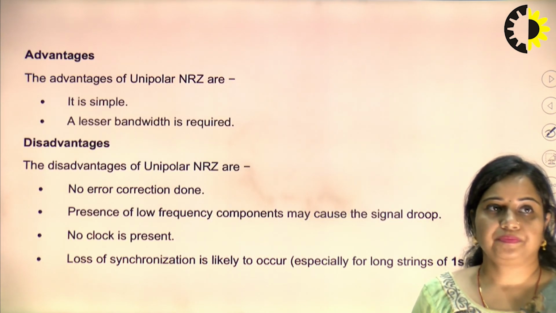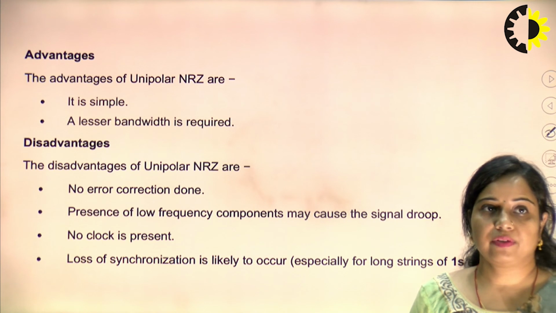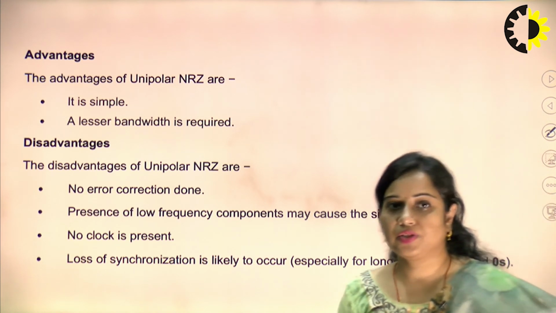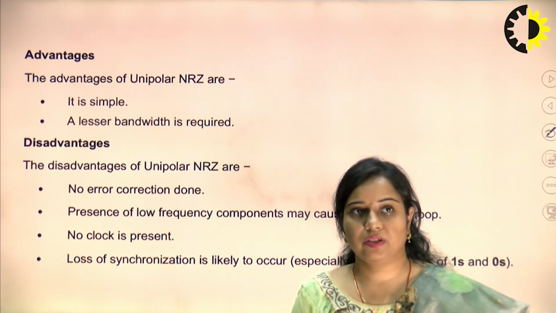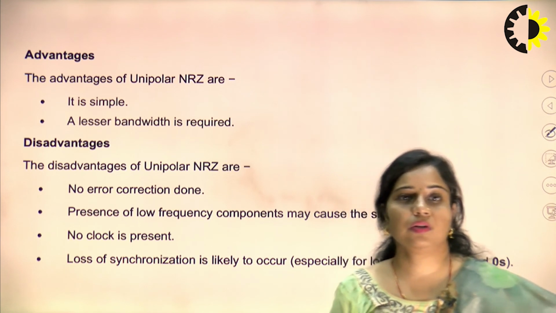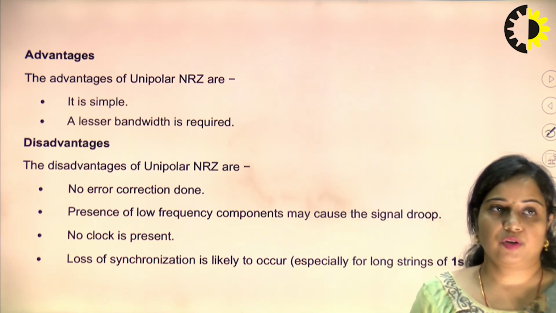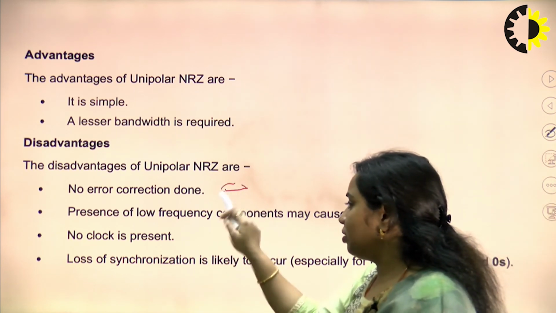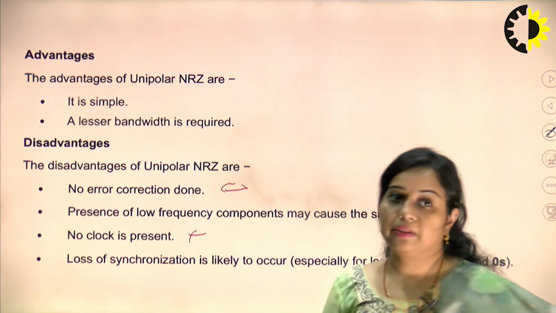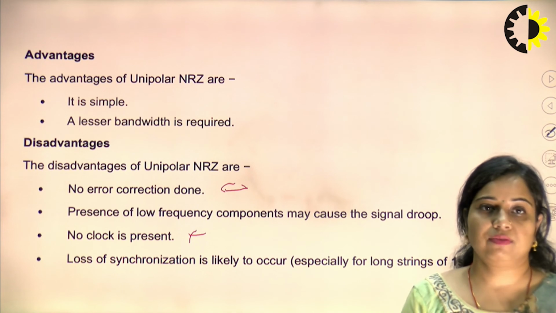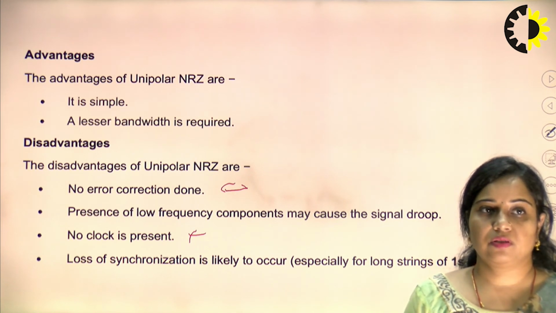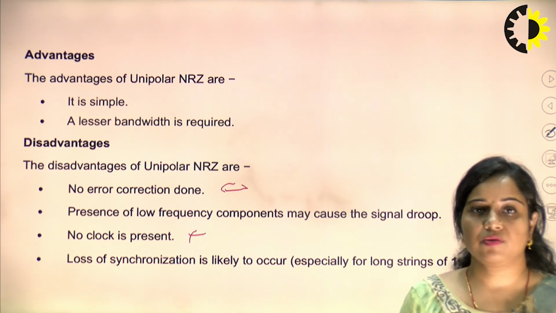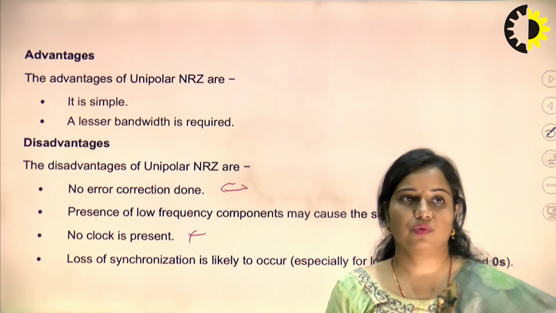The advantages are that it is simple and lesser bandwidth is required, because you require voltage for the transmission of bit 1 only, you are not transmitting anything for bit 0. The disadvantage is that no error correction is done, no clock is present, and there is loss of synchronization if longer runs of zeros are transmitted, because for 0 you are transmitting 0 volt.